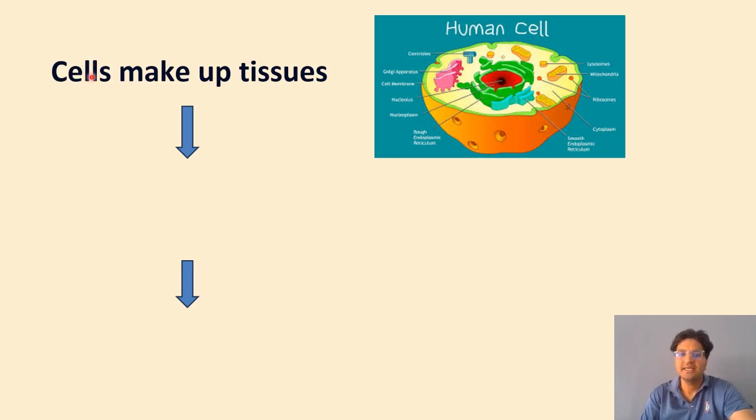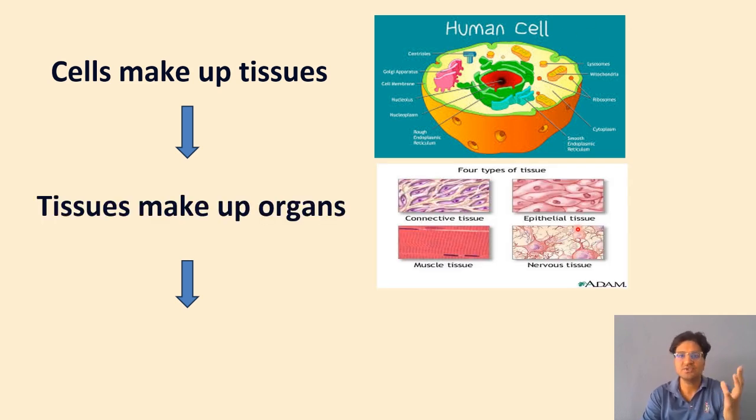Cells make up tissue. When cells connect, they make tissue. And you can see here we have a human cell. Next, tissues make up organs. So cells form tissue, and tissue makes organs like the heart, brain, eyes, and digestive organs.